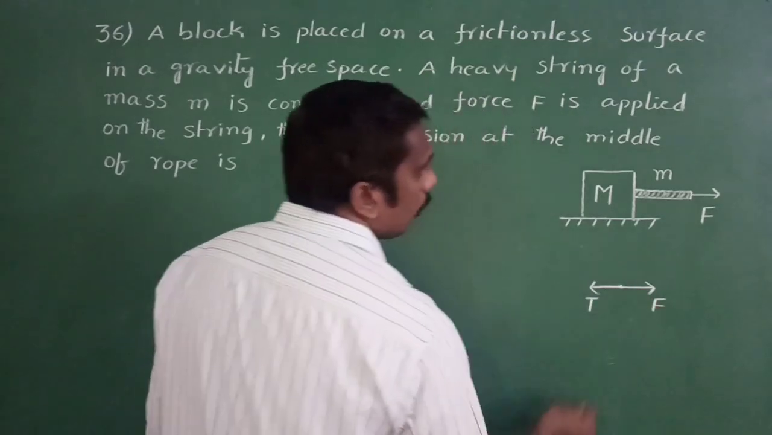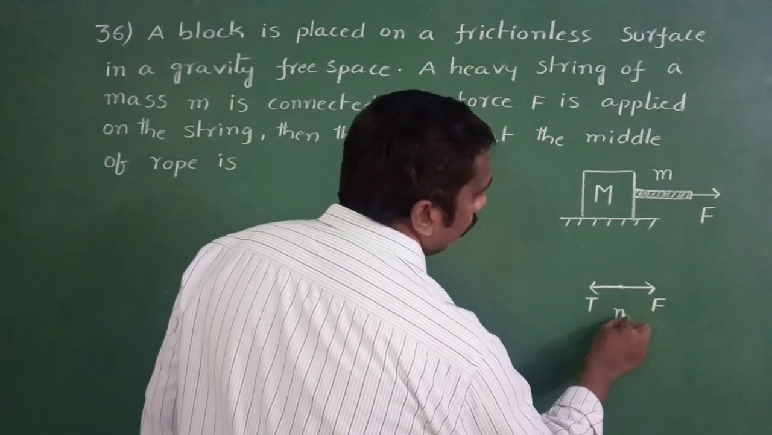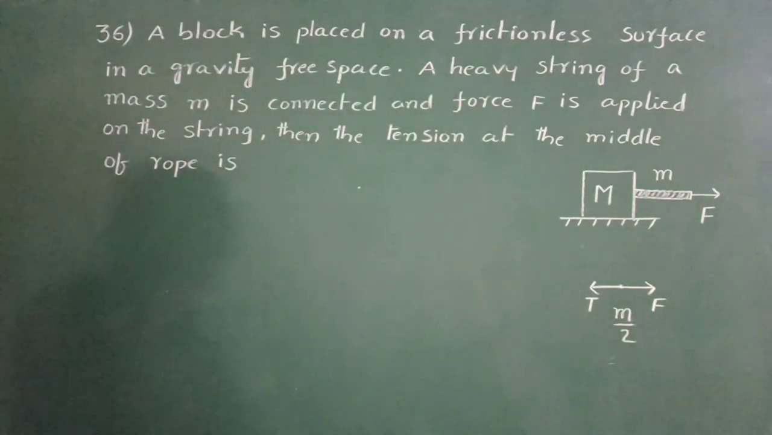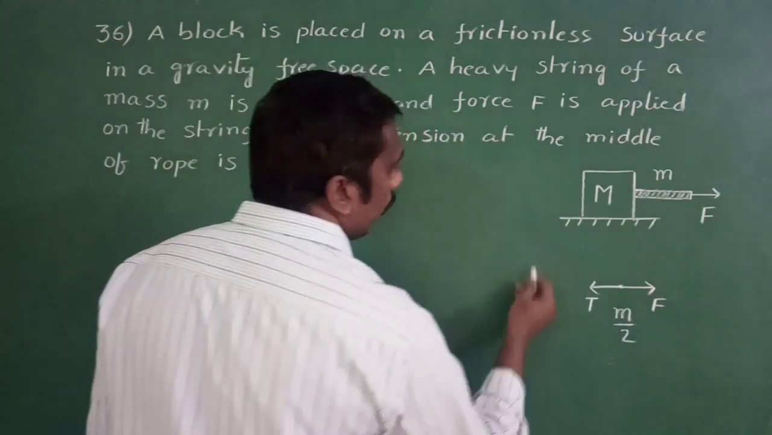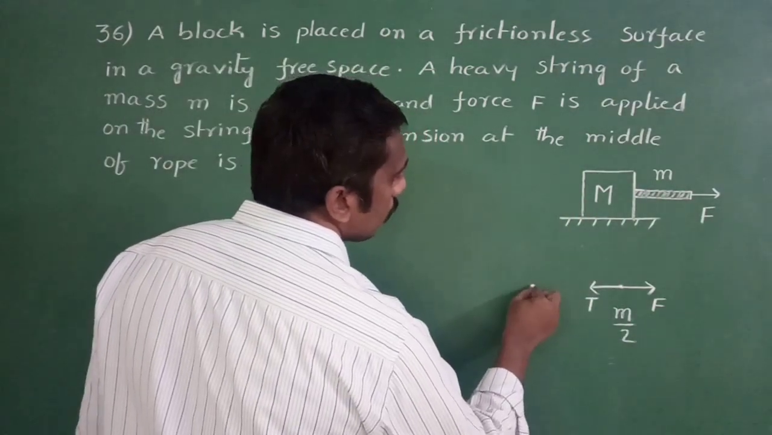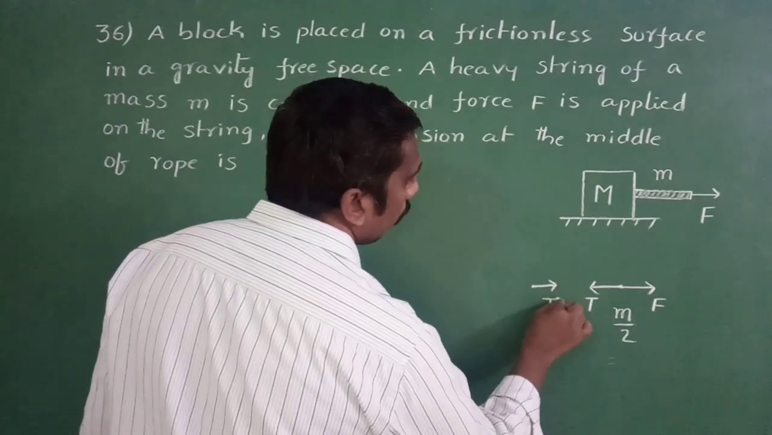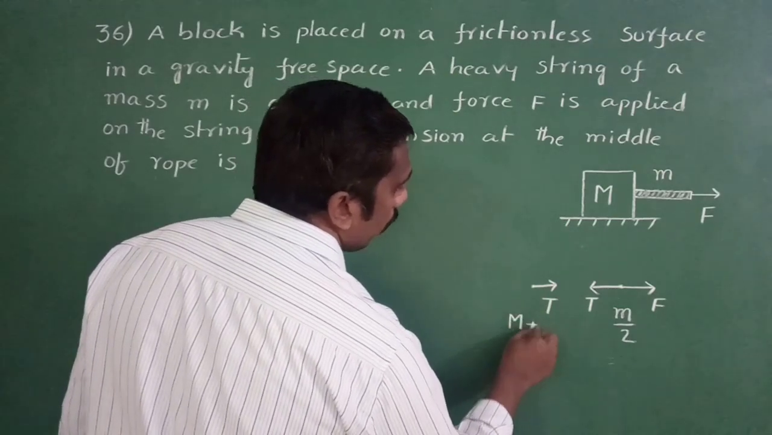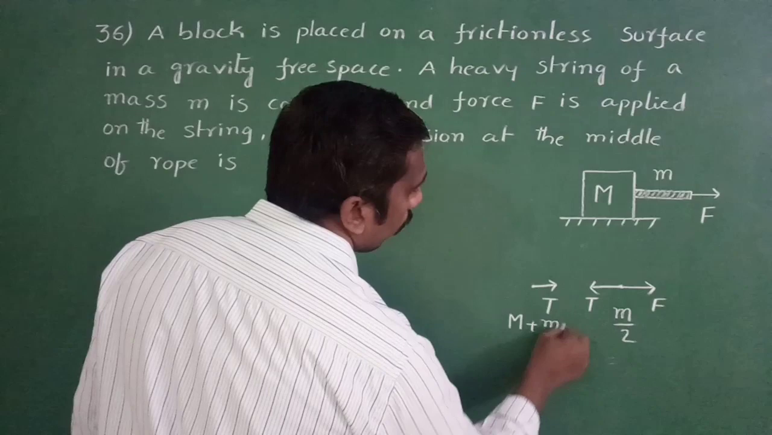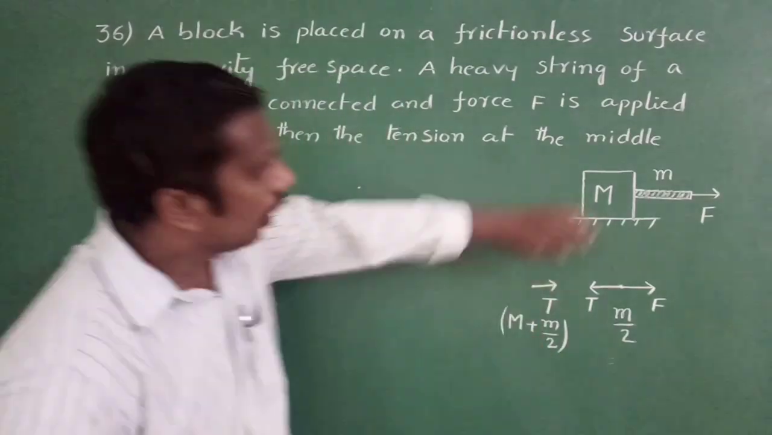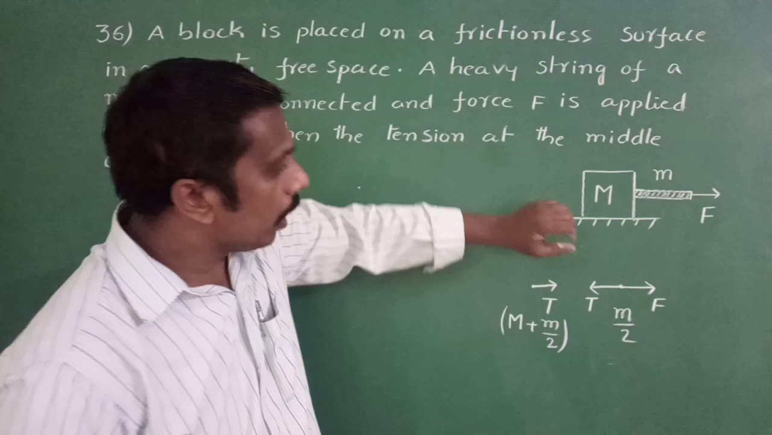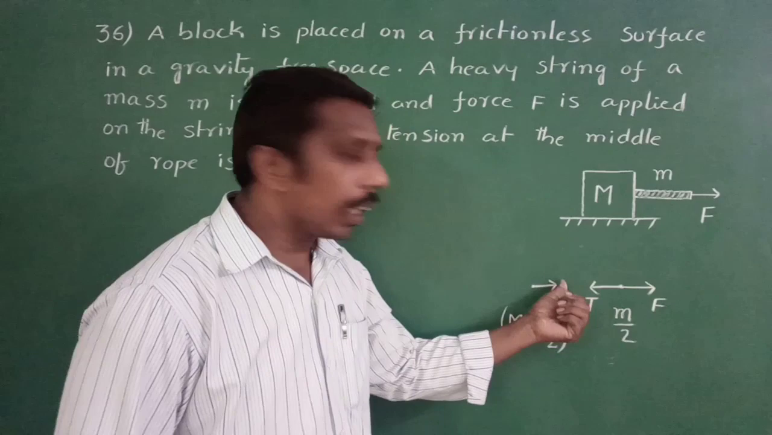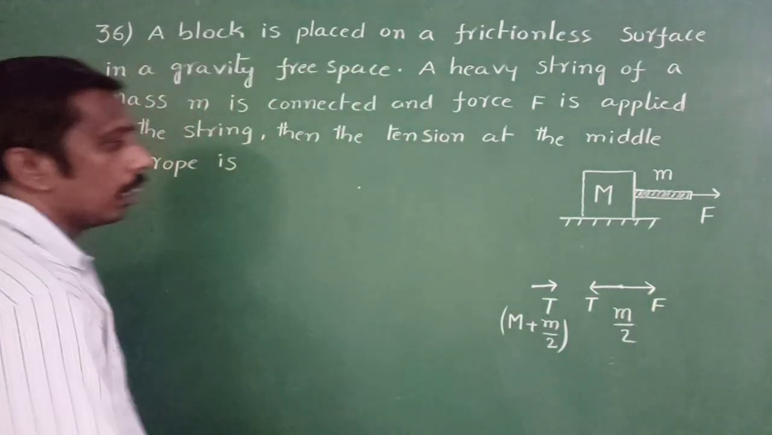The mass of this portion is taken as M by 2, the midpoint, mass of M by 2. And come to this one, in the remaining portion, in this direction, tension is acting, but this remaining portion's mass is (M + m) by 2. This remaining portion is pulled by a tension T. In this portion, tension is acting in this direction and applied force is acting in this direction.